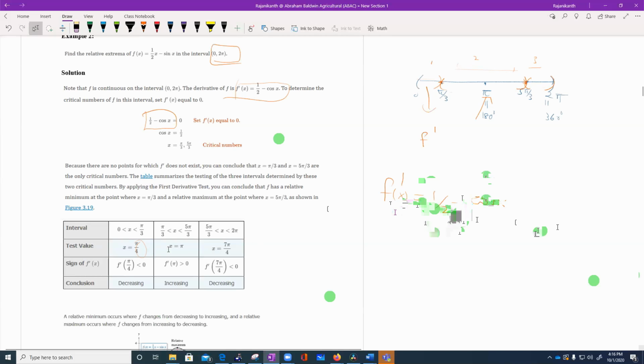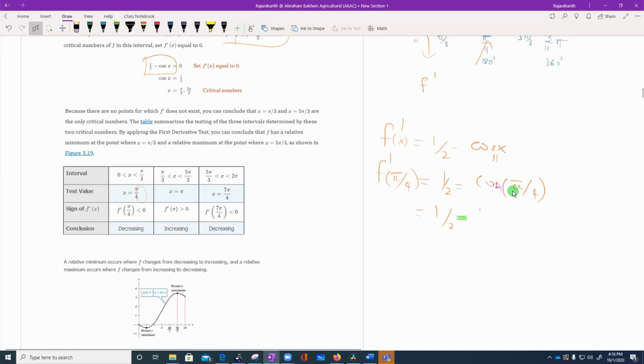Okay, so we are simply plugging pi over 4 into this function. Remember, cosine pi over 4 is, what is that? If you're plugging pi over 4 here, I will get the first derivative evaluated at pi over 4. Simply plugging here, pi over 4 will be half minus cosine pi over 4. That is half minus cosine pi over 4, what is that? Square root of 2 over 2. Very good. Now take your calculator and simplify.